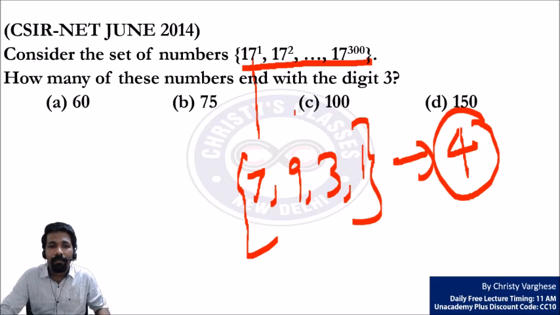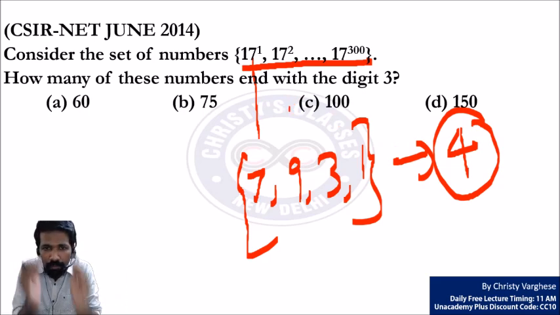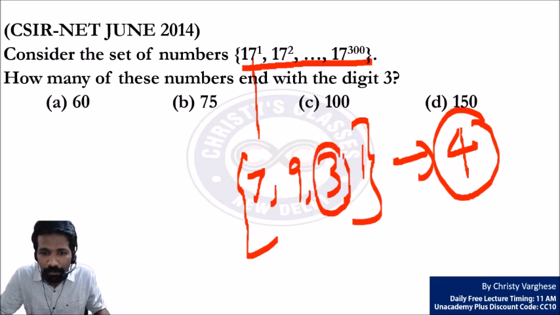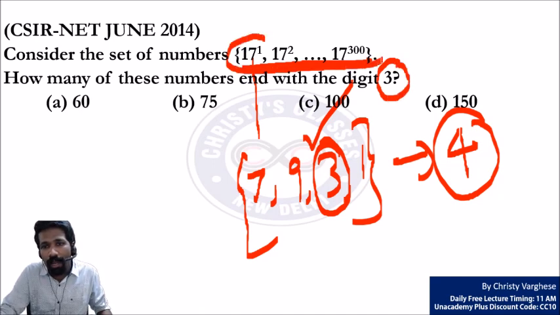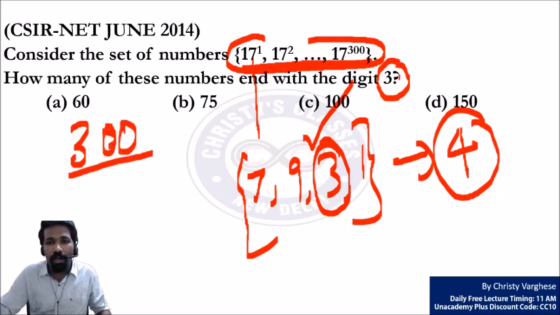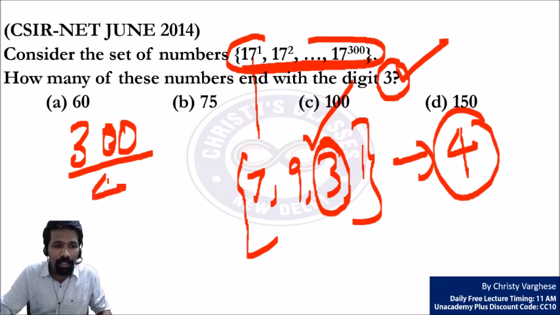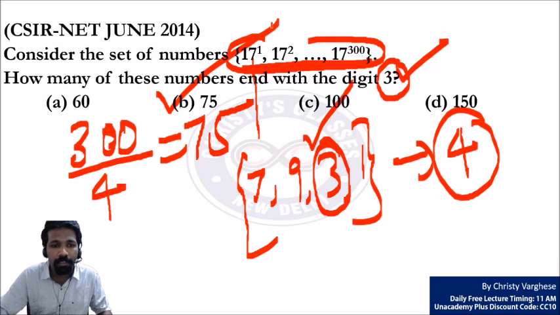4 elements are there in the power cycle means in every 4 powers, there will be a last digit 3 for sure, because 3 is one of the last digits. So in every multiple of 4 powers, one last digit 3 will come. 17 raised to 1 up to 17 raised to 300 means 300 numbers are there, na. In every 4 numbers, one time last digit 3 is coming, means in 300 numbers, 300 by 4, 75 times it will come. So option B is the answer.